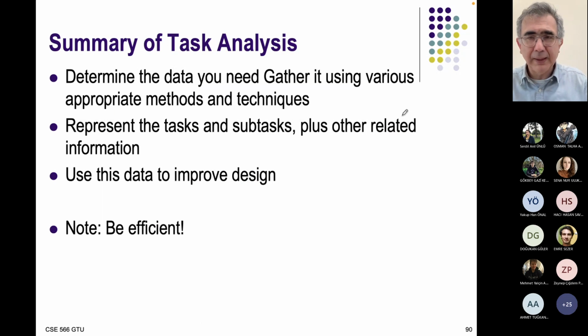Okay, if we summarize, we need to gather data, we represent tasks and subtasks, and we draw the hierarchical tree. But try to be efficient. You should not do unnecessary steps. If the steps are too obvious, don't expand them. Only expand the ambiguous, interesting things. If the steps are obvious, then you don't need to expand them.